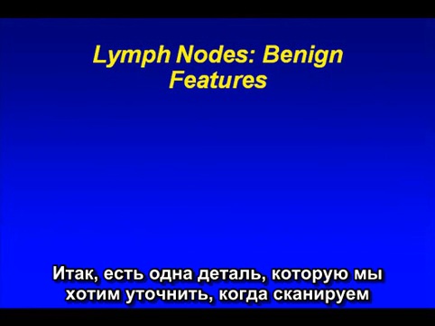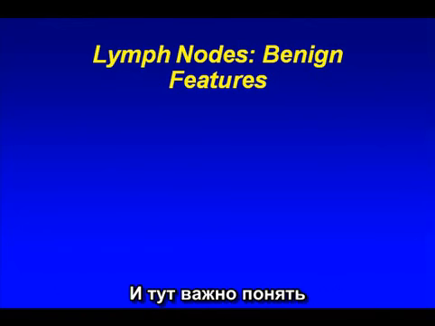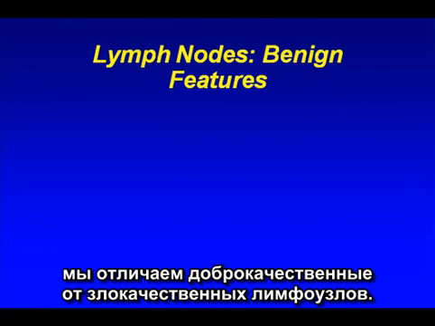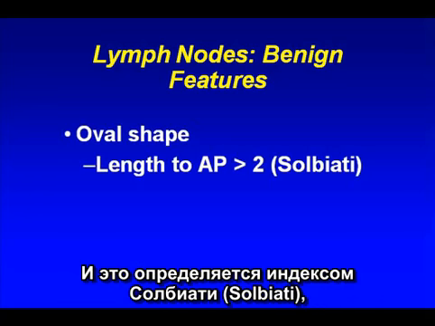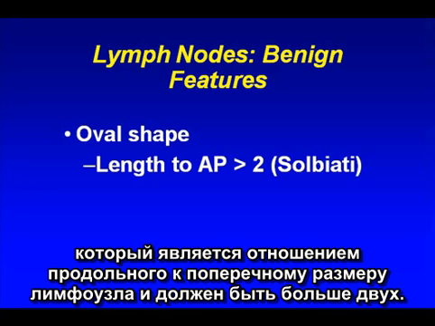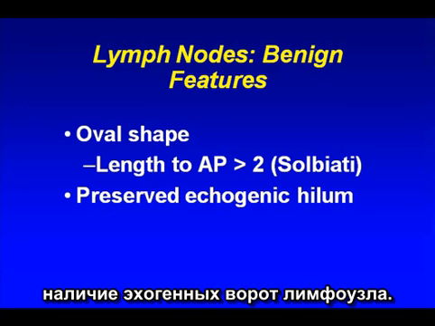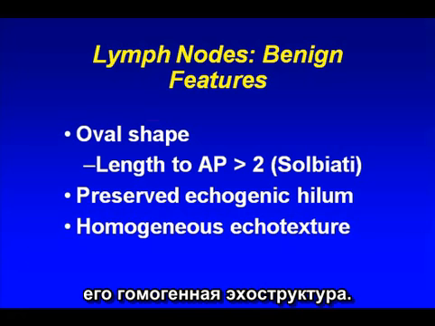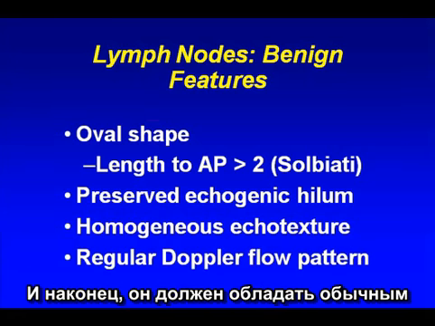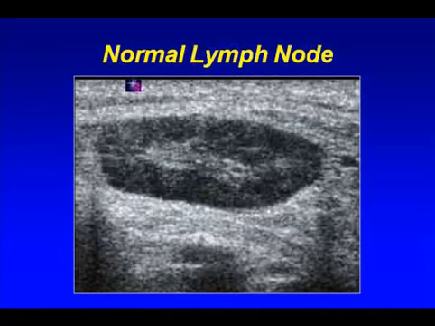Okay, now a lot of what we see when we're imaging the musculoskeletal system or soft tissues are lymph nodes, and so it's important to understand a framework on how to determine benign from malignant lymph nodes. So what are benign features of lymph nodes? First of all, an oval shape, and that was defined by Solbiati as a length to AP ratio of greater than 2. The second thing you want to see is a preserved echogenic hilum. The third thing of a benign node is homogeneous echotexture, and it should have a regular Doppler flow pattern of nice regular branching of vessels.